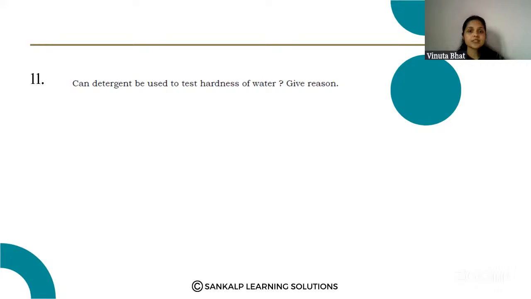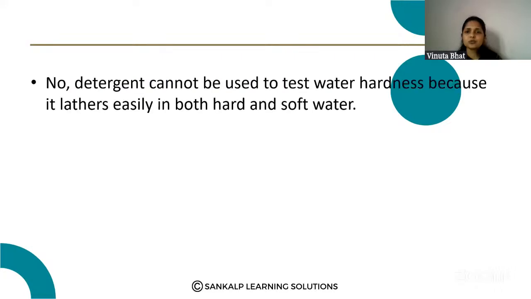Can detergent be used to test the hardness of water? Give reason. So why do we use detergent to test hard water? No, detergent cannot be used to test the hardness of water because it easily reacts with both hard water and soft water. But we can use soap because soap does not form any cleaning activity in hard water. So we can use that. Okay.